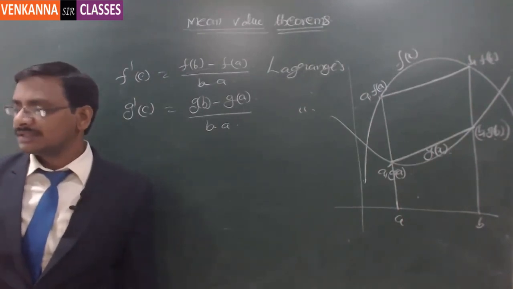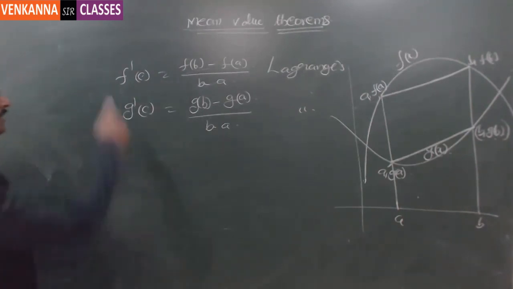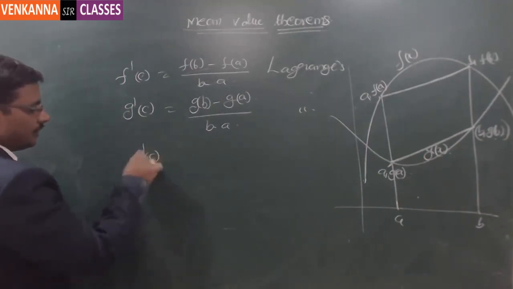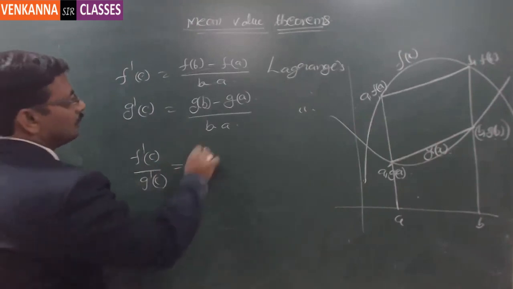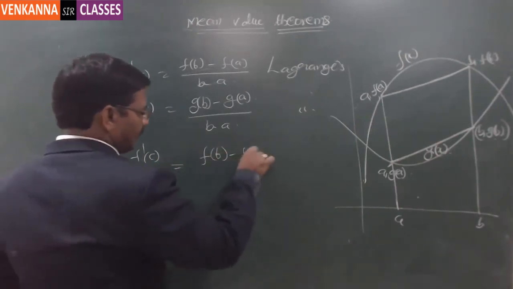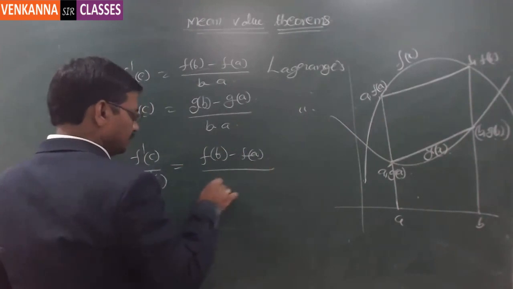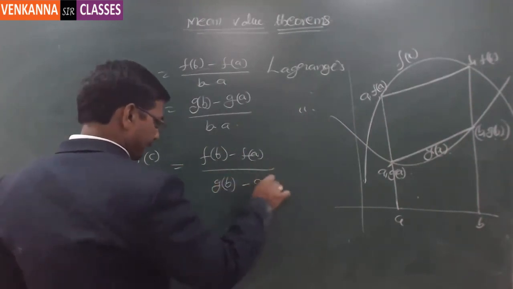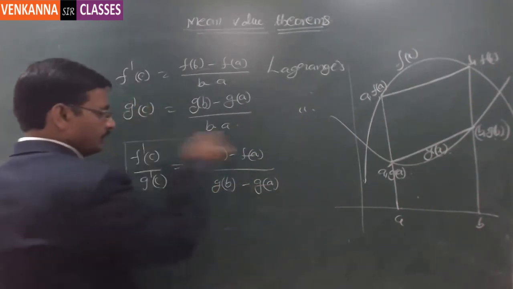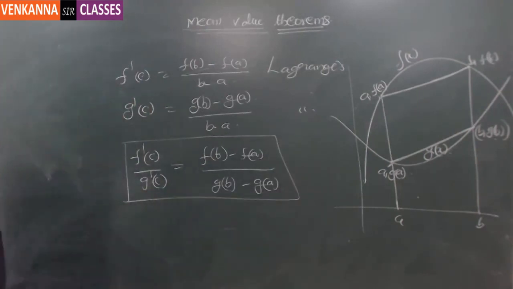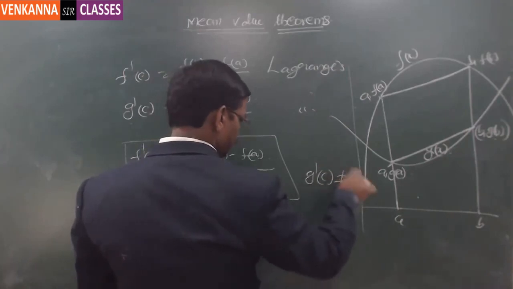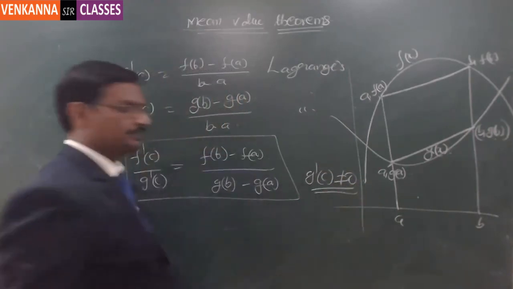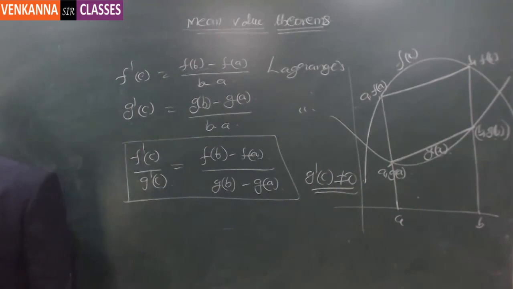Then there exists at least one point such that the ratio between these two, f dash of c divided by g dash of c, is equal to f of b minus f of a divided by g of b minus g of a. So this is Cauchy's mean value theorem, wherein g dash of c is not equal to 0. Then only this condition is applicable. Got it? This is Cauchy's mean value theorem.